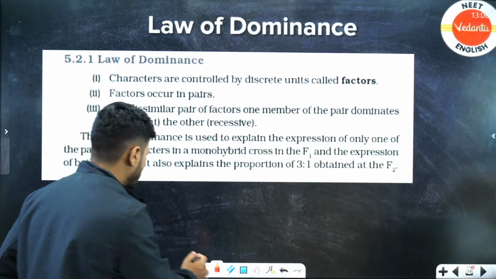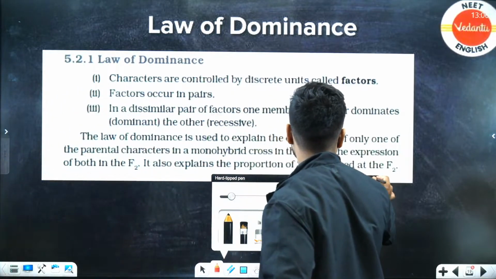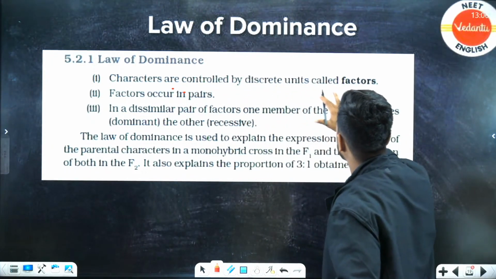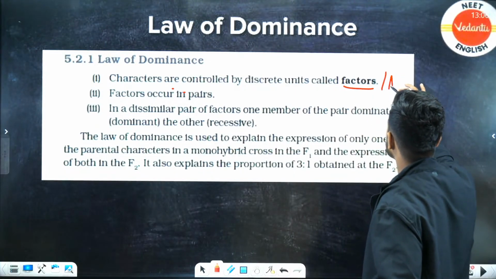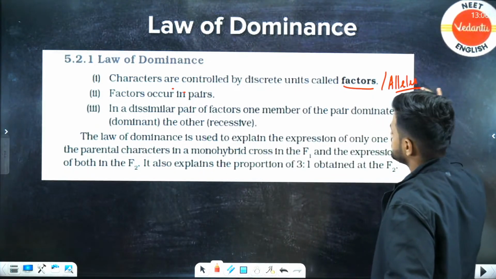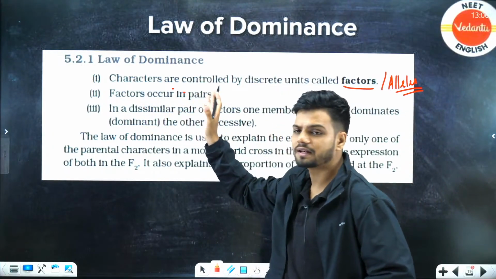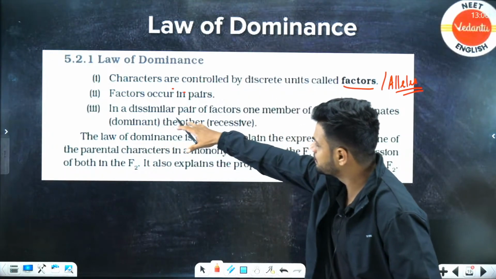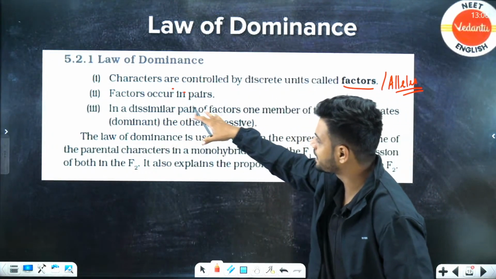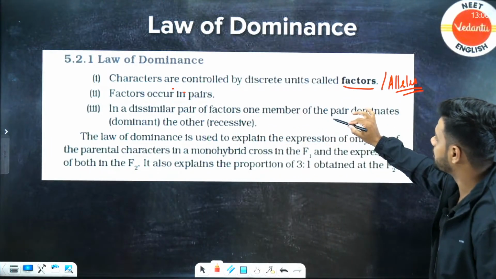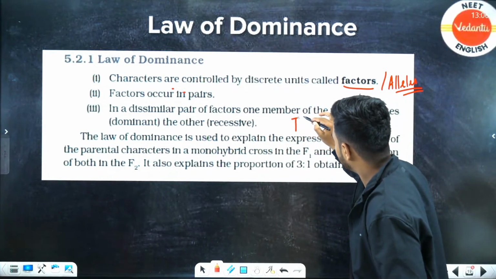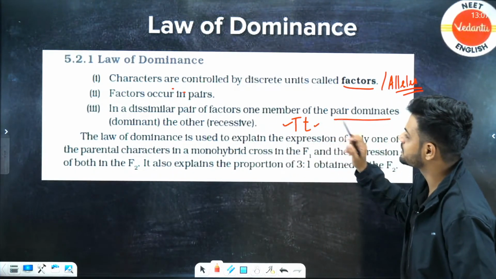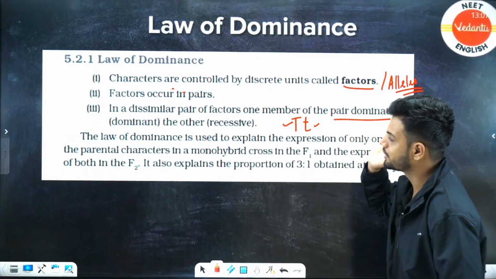Now let's look at the law of dominance. What does it say? Characters are controlled by discrete units called factors. Factors are also called alleles. Factors occur in pairs. In a dissimilar pair of factors, that is the heterozygous condition, one member of the pair dominates. One is dominant, and the other one is called recessive.